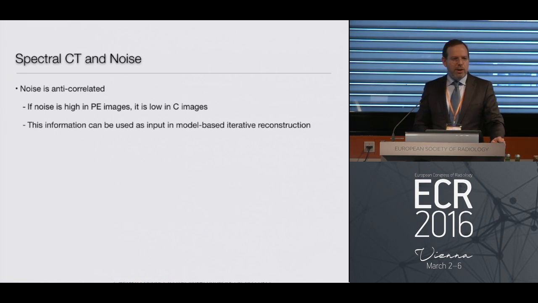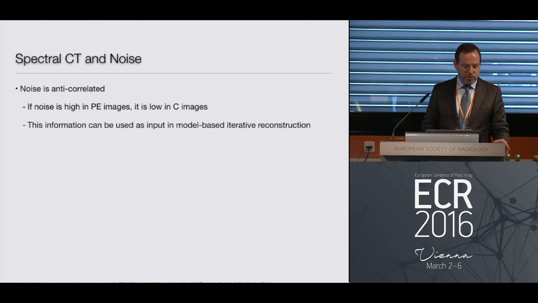Okay, so another thing you need to know is that the noise is basically anti-correlated, which means that if the noise is high in the photoelectric images, it is low in the Compton images. And this can be used as a factor for model-based image reconstruction.